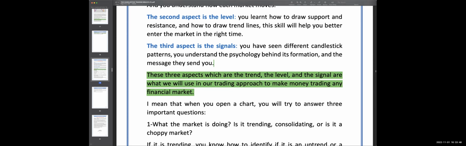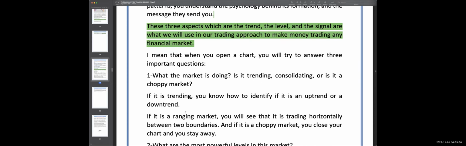When you open a chart, you try to answer these three important questions. What is the market doing? Is it trending, consolidating, or is it in a choppy market?